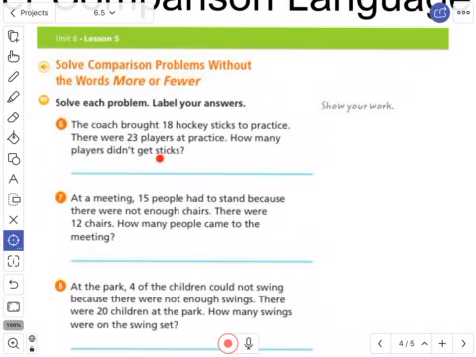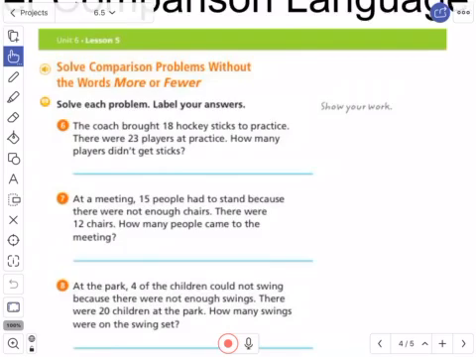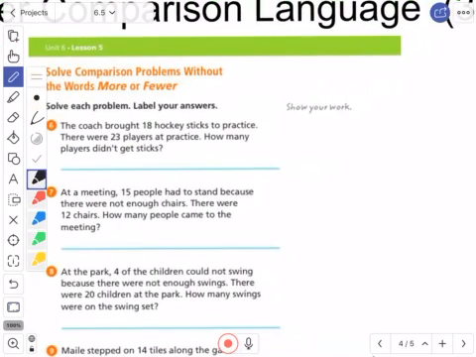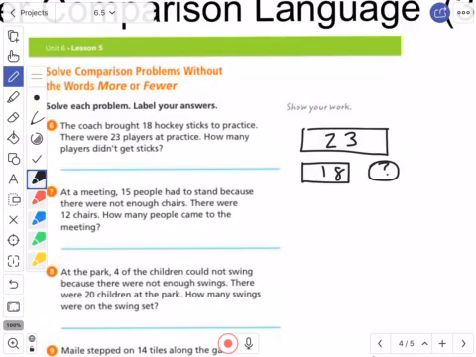So I have to think, is that plus or is that minus? The coach brought 18 sticks. There were 23 players. How many didn't get sticks? Well, I'm going to do my comparison bars. So there are 23 players and 18 sticks. Well, I'm missing a part here then. So I have to do 23 minus 18. 23 minus 18 equals blank here. Oh, and I know 23 minus 18 is 5.